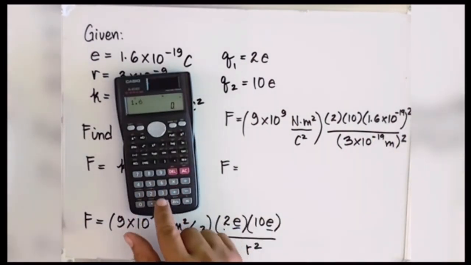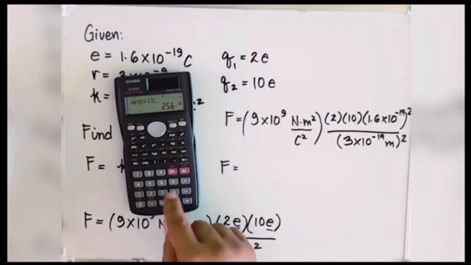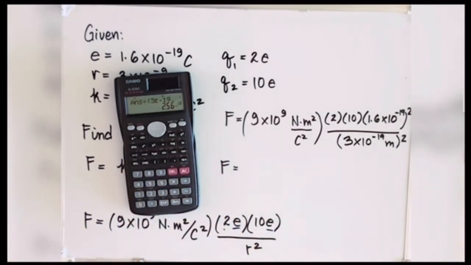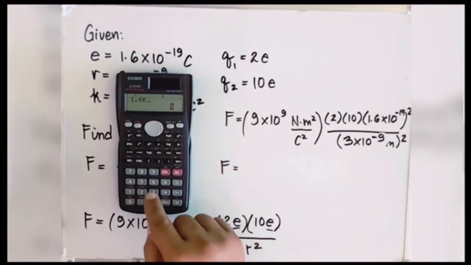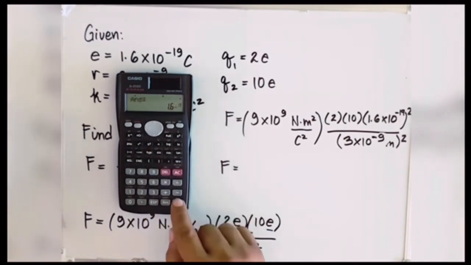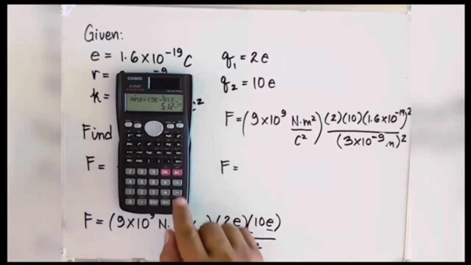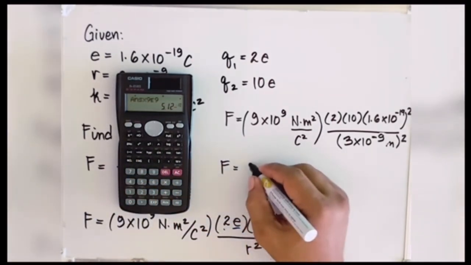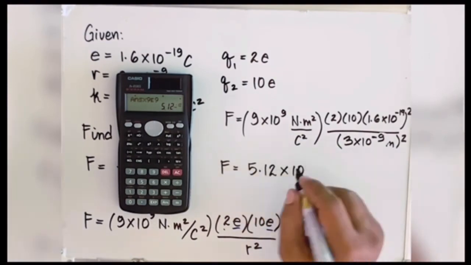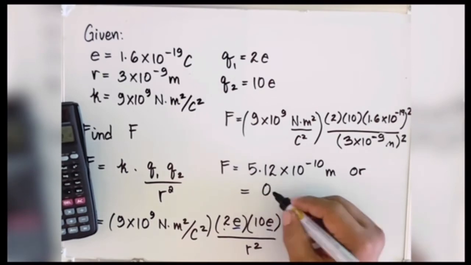Let's plug in the values, so let's compute that out. Oh, I'm sorry, that is supposed to be minus 9. So I wrongly wrote minus 19. And so again, the value of the repulsive force, because they are both positive charges, so it is a repulsive force, and that is equal to 5 times 12 times 10 raised to the negative 10.